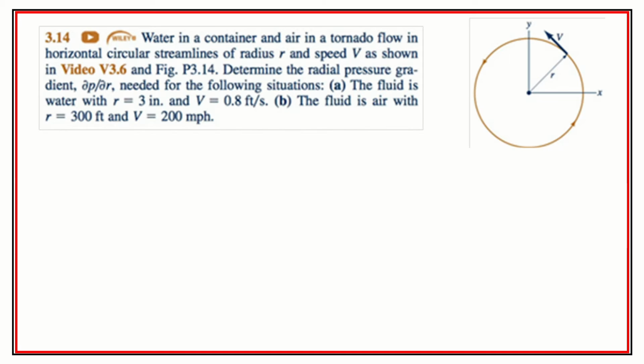So here you go. This is the radial pressure gradient that we want, needed for the following situations. A, the fluid is water with a radius of 3 inches and a velocity of 0.8 feet per second, or B, the fluid is air with a radius of 300 feet and a velocity of 200 miles per hour.